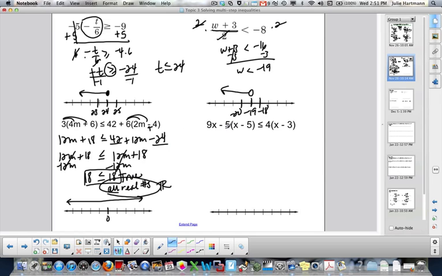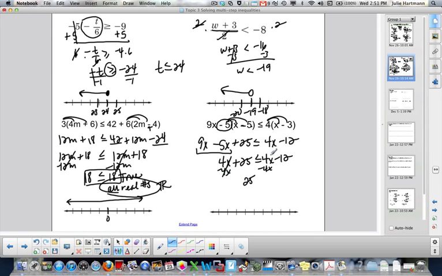So, finally, we're going to distribute here a negative 5. Don't forget that's a negative you're distributing, so you have 9x minus 5x. Negative 5 times a negative 5 is plus 25. Here, distribute the 4. You have 4x minus 12. 9x minus 5x is 4x. When you minus that 4x, you have 25 is less than or equal to negative 12.